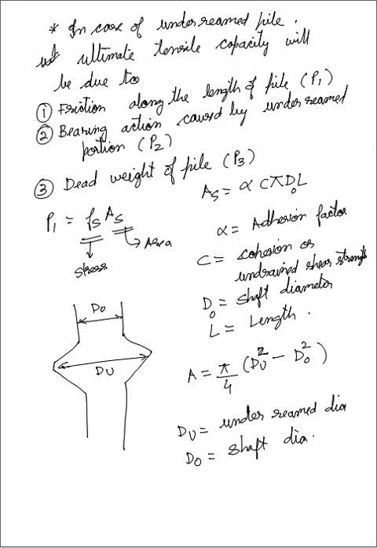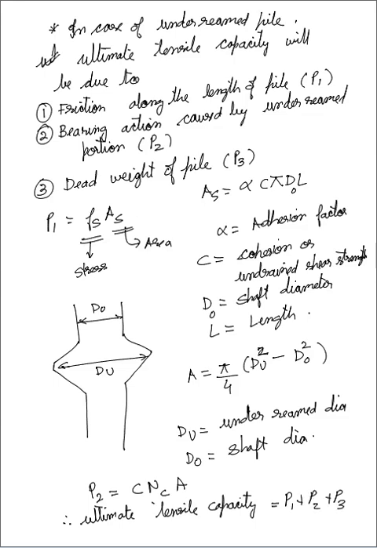Now what about P2? P2 is equal to C NC A. NC will be given to you, bearing capacity factor. So therefore can I write ultimate tensile capacity is equal to P1 plus P2 plus P3. If we add all this, we will get the ultimate tensile capacity.